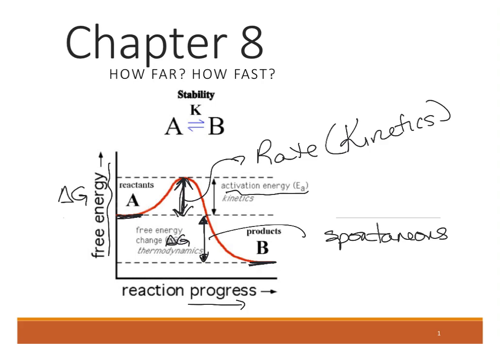Okay, so again, just quick summary. This top little hump tells us about the rate or kinetics of a reaction, and the bottom portion, the difference in energy between the reactants and products, tells us whether or not a reaction will actually occur, whether it's spontaneous, how much product will be formed.